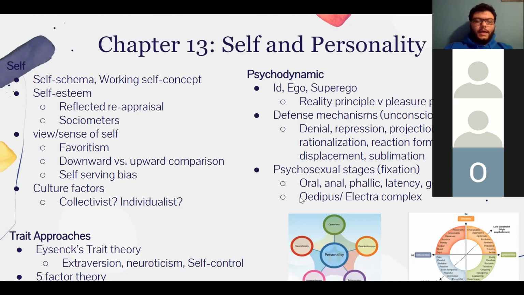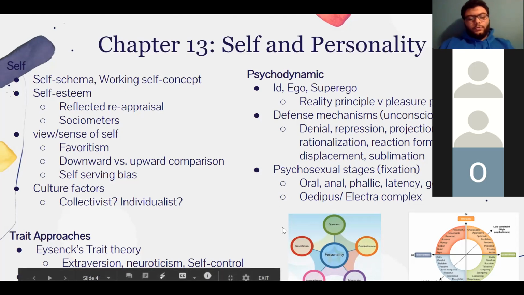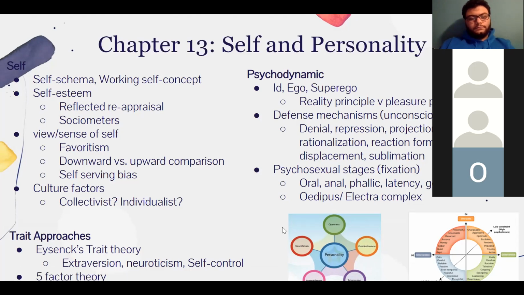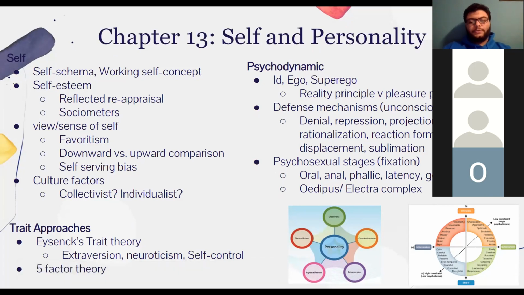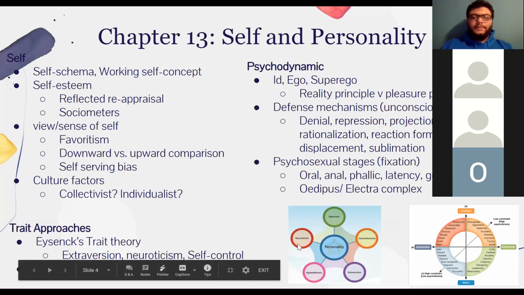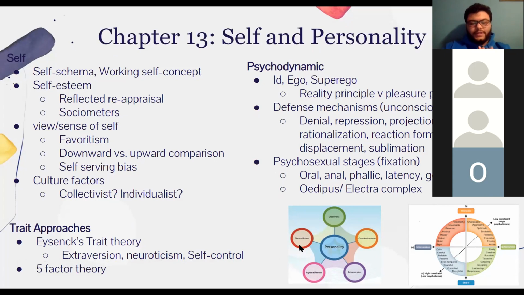Awesome. And then the traits. Eysenck's trait theory focused on 3 factors, and this chart is exactly from your book. Extroversion, or how social a person is. Neuroticism, or how much they feel what they feel. And self-control, how much self-control they have. And this would base their entire personality on these traits.